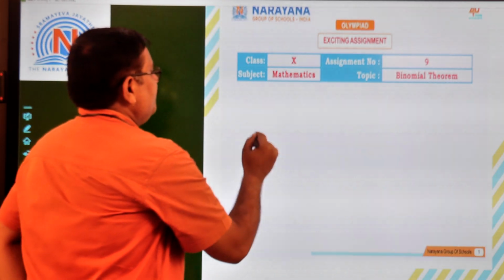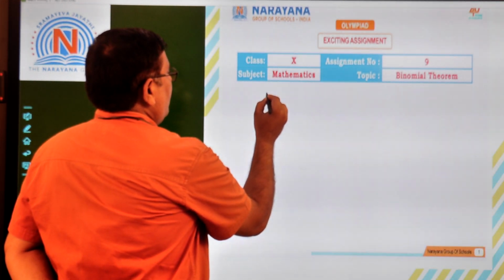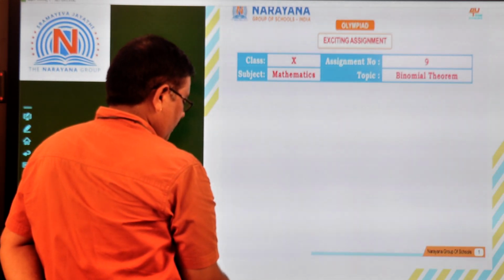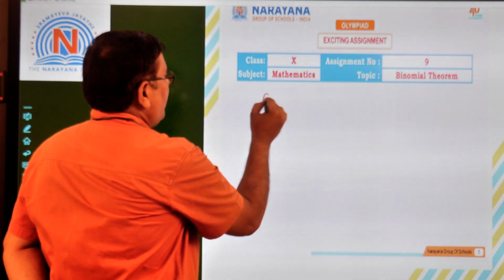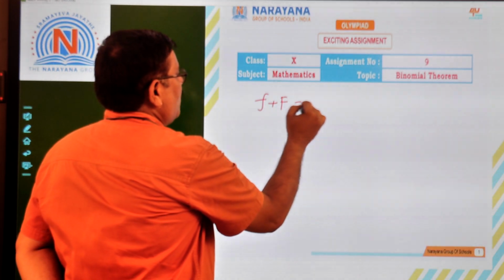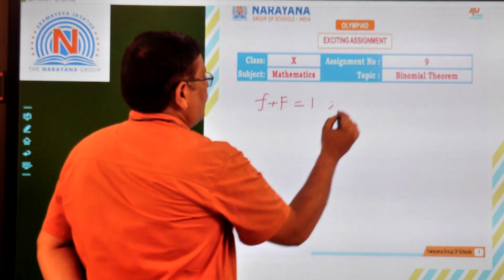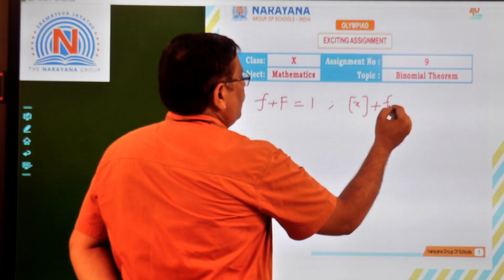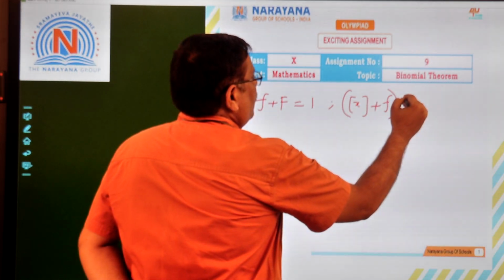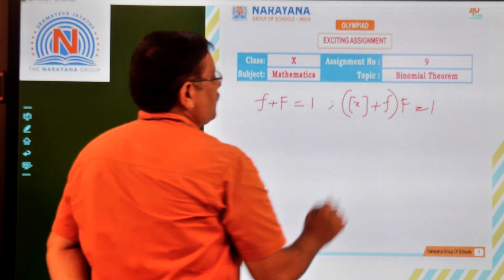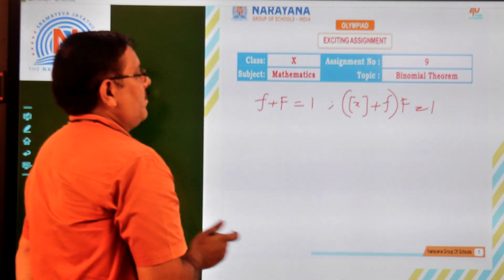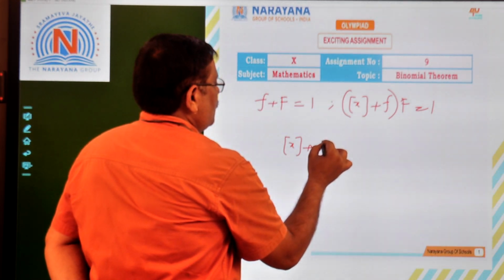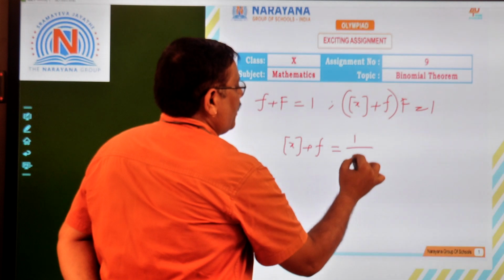Okay, now let us see that. So we have the results that we write now. We have capital F plus small f as 1. The next result is f plus step x times this capital F is equal to 1. These two results we have. We are going to make use of them. Now, in this case, step x plus small f is going to be 1 by capital F.